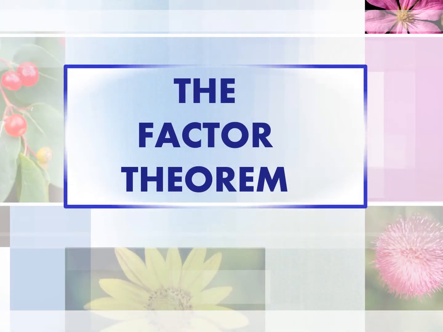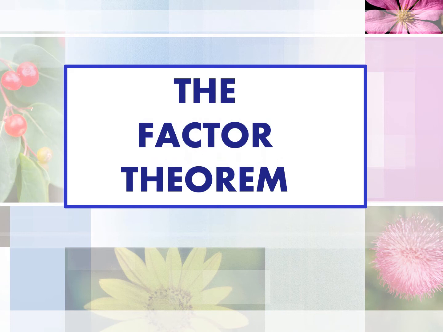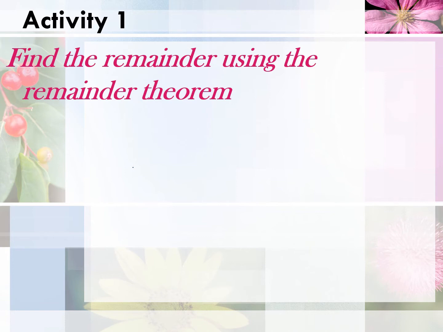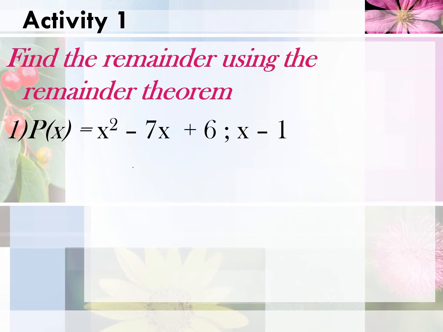This lesson will talk about factor theorem. Let's have this first activity. Find the remainder using the remainder theorem of p of x is equal to x squared minus 7x plus 6. It will be divided by x minus 1.